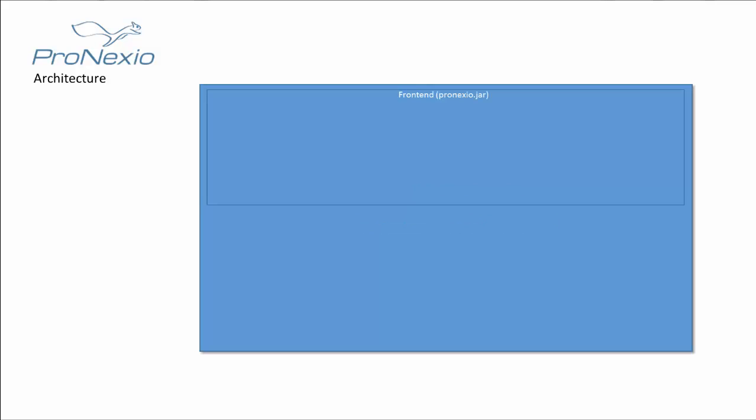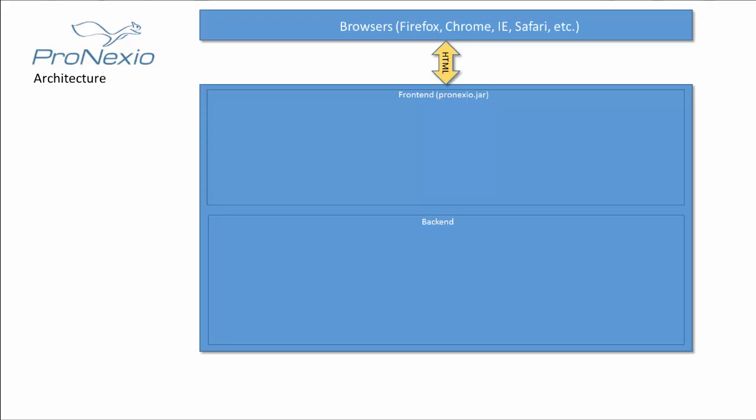The framework is divided in two parts. The part for front-end development and deployment, and the back-end part, also for development and deployment. The front end communicates via HTML with any browser or any device.